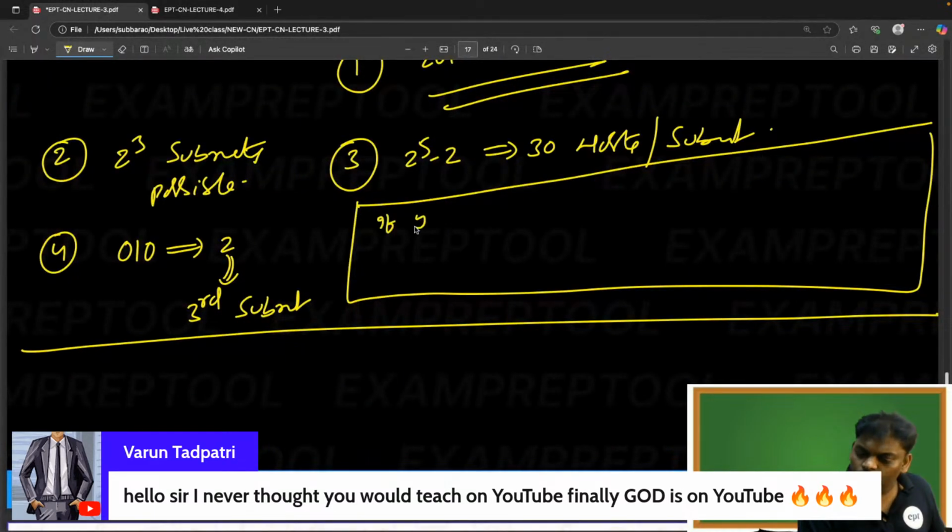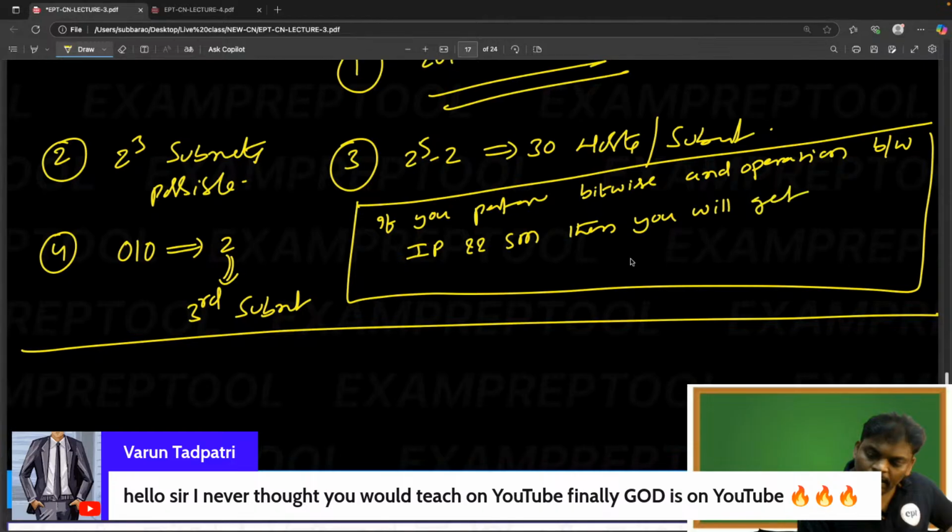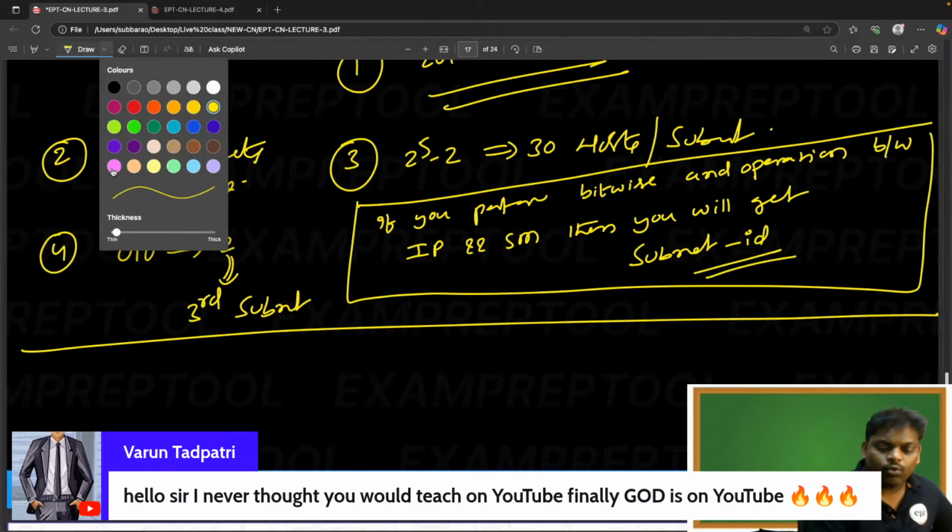If you perform bitwise AND operation between IP and subnet mask, then you will get the subnet ID. This is very important. This is the only purpose of this problem.